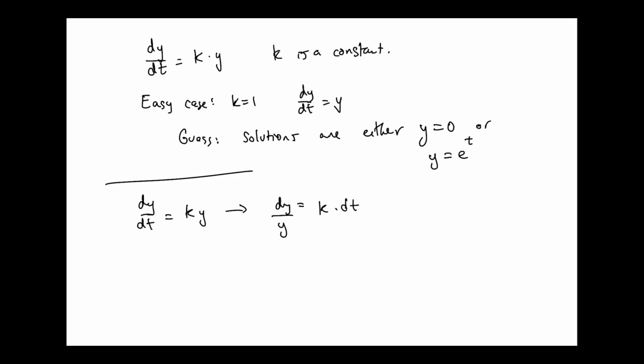Okay, is that good? All right, so now what would be a good move? What did we do last time at this step? Right, I integrated both sides. If they're equal, then their antiderivatives should be equal up to a plus c. Okay, so let's integrate both sides. So we have the integral of dy over y equals the integral of k times dt.